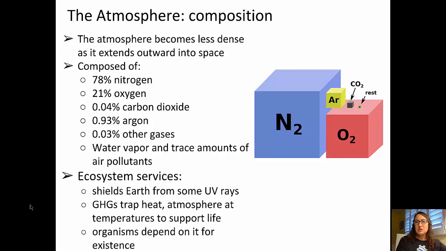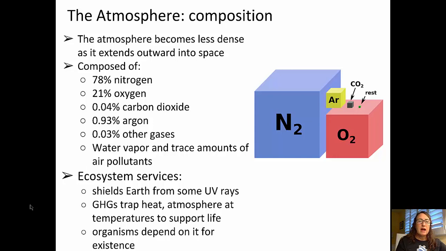First of all, that thin blue line of the atmosphere that becomes less dense as it extends out into space is composed of just a few chemicals in large percentages. The atmosphere is 78% nitrogen, 21% oxygen, and then the minor components, carbon dioxide, argon, other gases, and even water vapor are in small amounts. And you can see in these boxes here the relative proportions of each of those major compositional elements of the atmosphere.